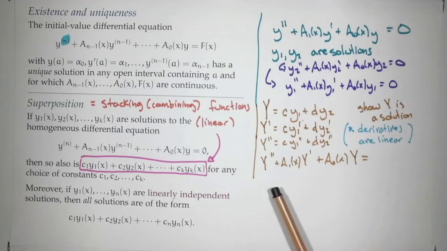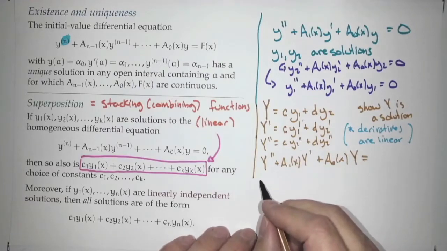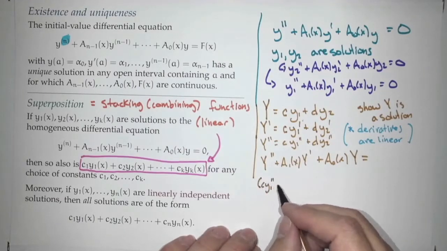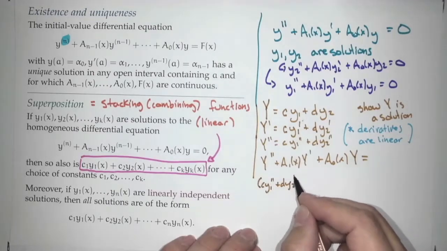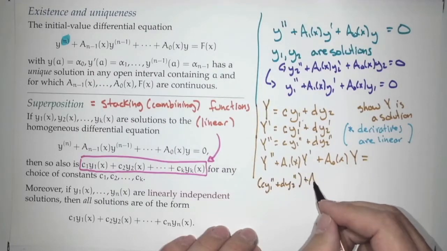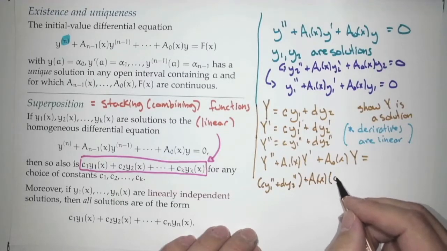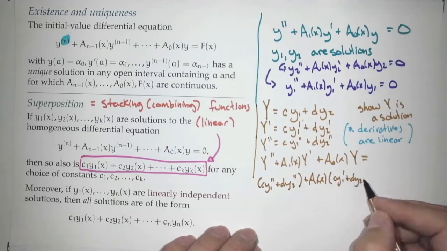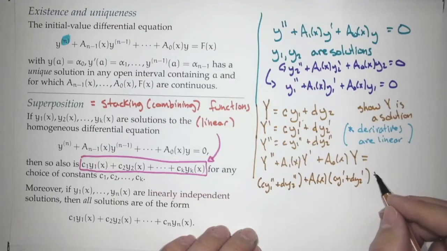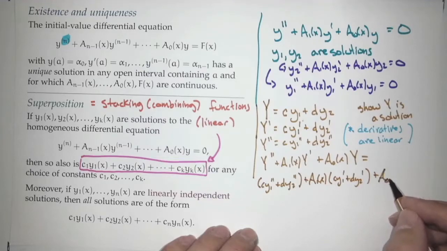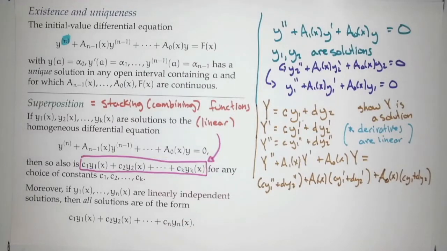So now we'll replace what everything is. Y double prime, no problem. That's c y1 double prime plus d y2 double prime. Then we have plus a1 of x, c y1 prime plus d y2 prime. And finally, we have our a0 of x, c y1 plus d y2. Okay. So I put in what the pieces are.